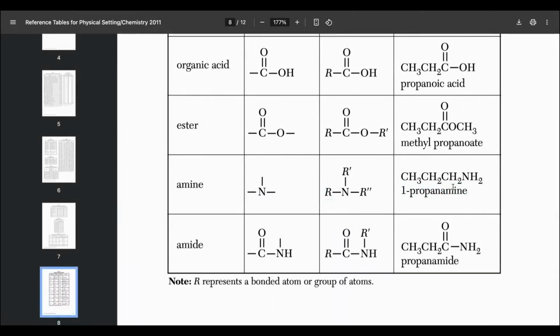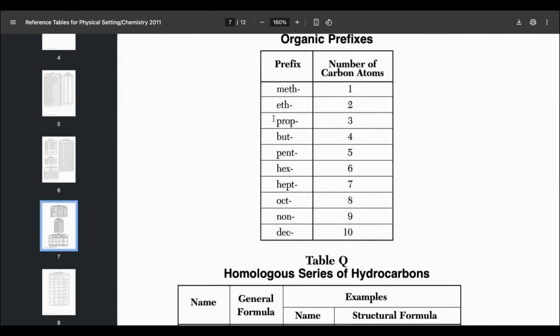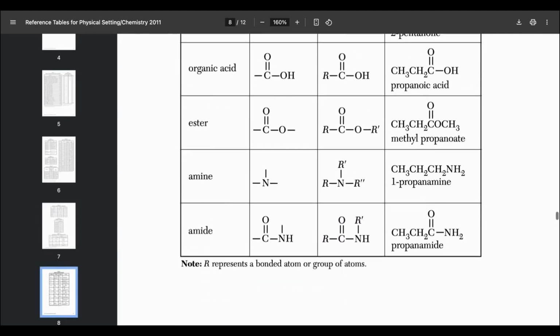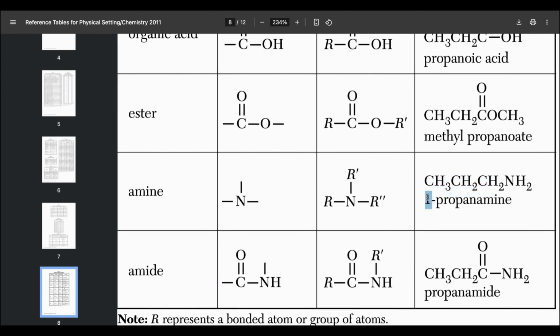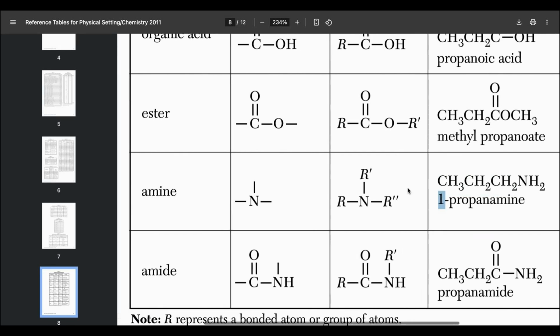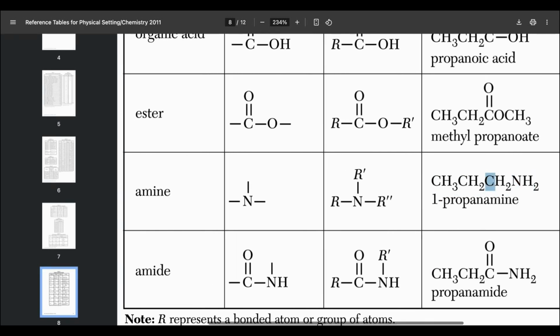The reason why it's called that is because, once again, your periodic table, or your reference guide, carries everything, and prop represents 3. So this is 1-propanamine because we have 3 carbons in a chain, and this 1 comes from the fact that our amine is located at carbon 1. So yeah, that's pretty much it.